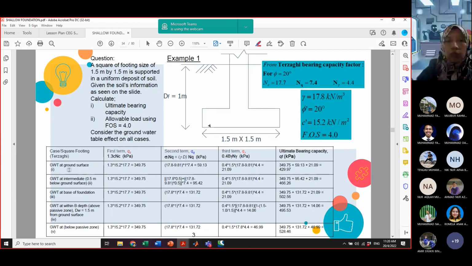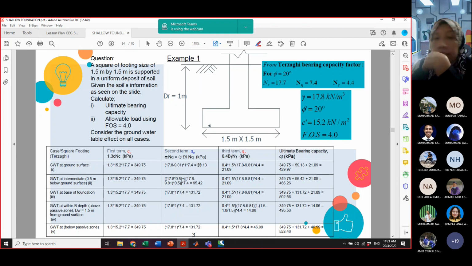Okay, untuk water table ground surface, kalau tengok tadi kita punya masalah, so term number 1 sebenarnya dia akan ada effect water table, tapi kat sini tak ada unit weight, so dia tak kacau. So kita boleh terus calculate 1.3 darab c sama dengan berapa? 15.2, Nc 17.7. So kita akan dapat 349.75.